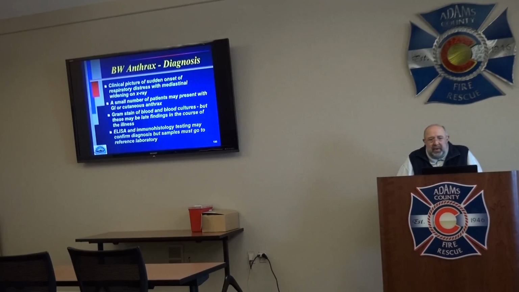Our clinical picture: sudden onset of respiratory distress preceded by the flu, mediastinal widening on the x-ray, okay? That's the classic. You may get GI anthrax if you ingest it. You may get cutaneous anthrax. I'll show you some pictures. We're going to diagnose it by gram stain of the blood, but it's usually not an early finding. And then there's other lab tests that we can do. These take days to come back, not a help.